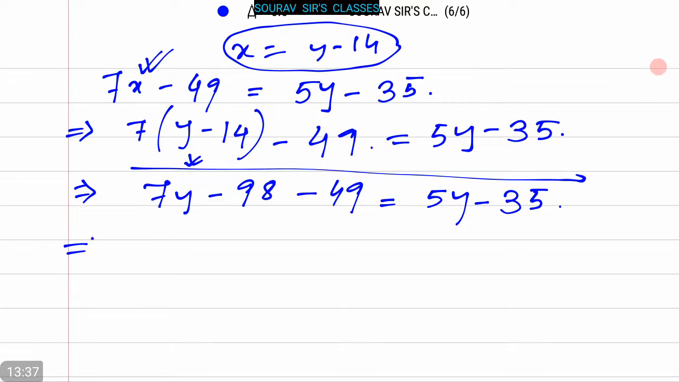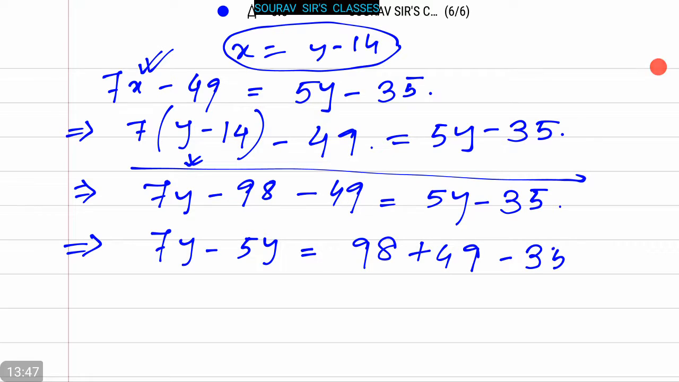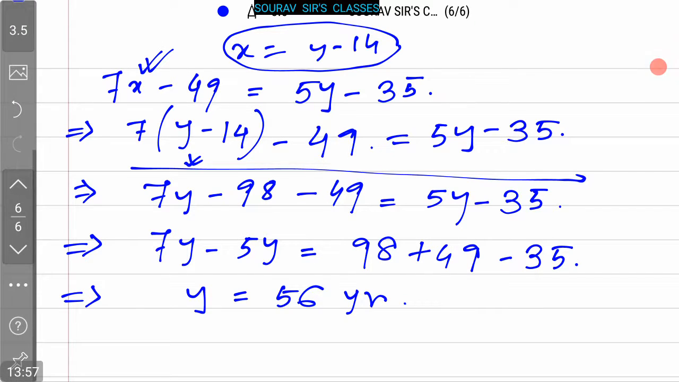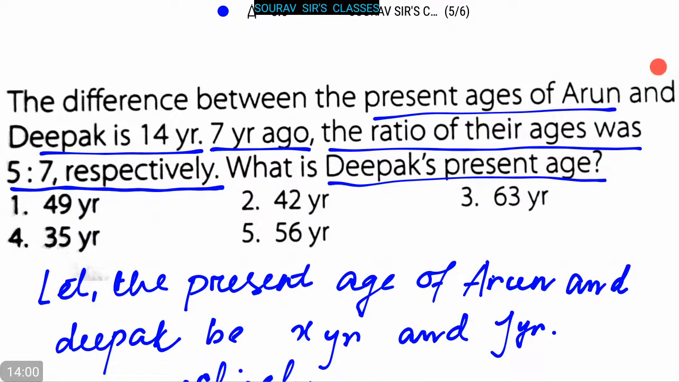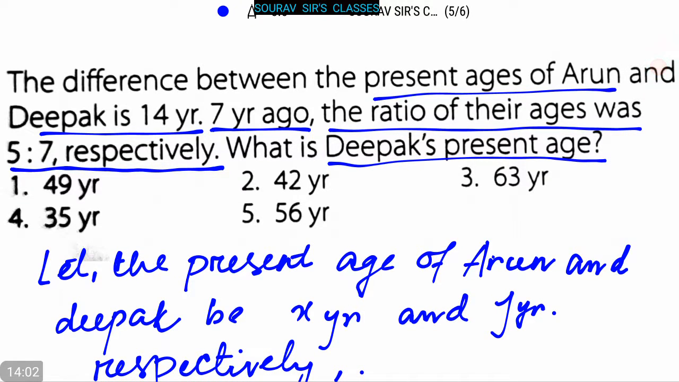Again from this we can write 7y minus 5y is equal to 98 plus 49 minus 35. From this we can write y is equal to 56 years. So y is equal to 56 years, that is the age of Deepak. So here option 5, that is 56 years, is the correct answer.